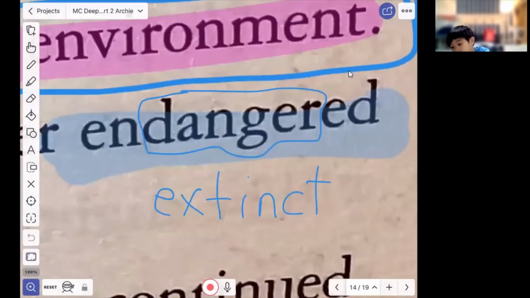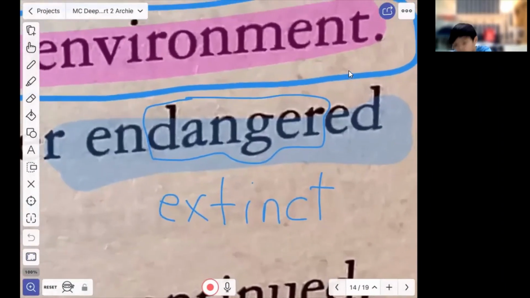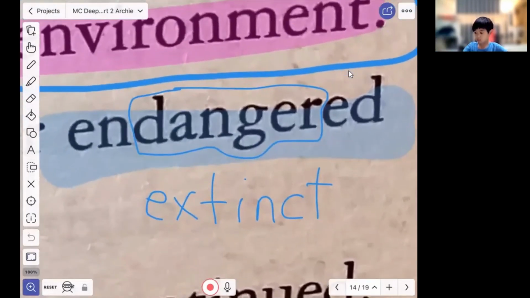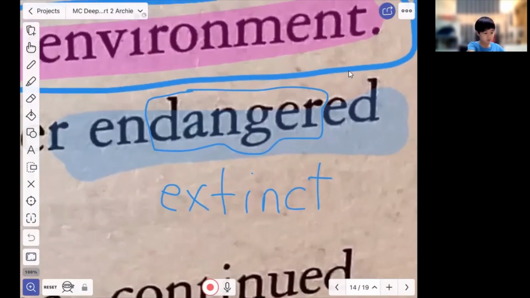Endangered, we can see that word danger in the word endangered. Endangered means they are almost extinct. Extinct means there are no more of this animal anywhere in the entire world. And because there are 0 left, none of them can ever be born again. And so the world will never see them ever again. They're gone forever.